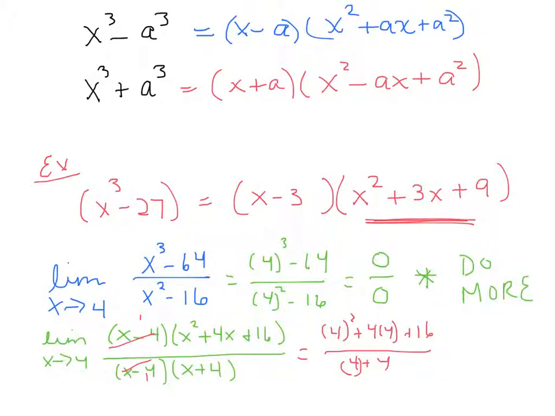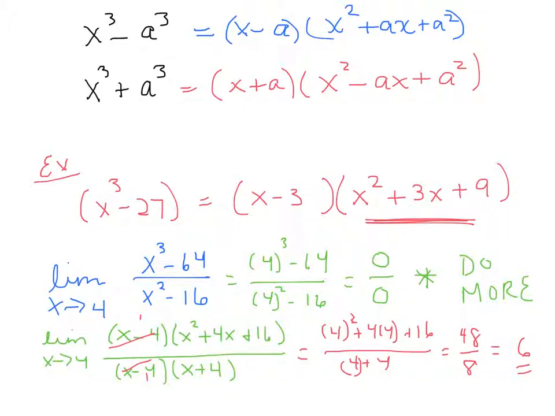Well, 4 squared is 16. 4 times 4 is 16. 16 plus 16 is 32 plus 16 is 48. 4 plus 4 is 8. So that means my limit is 6.